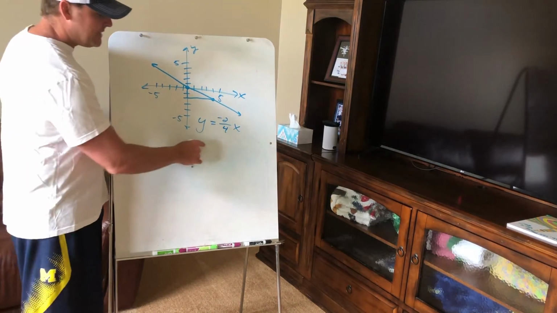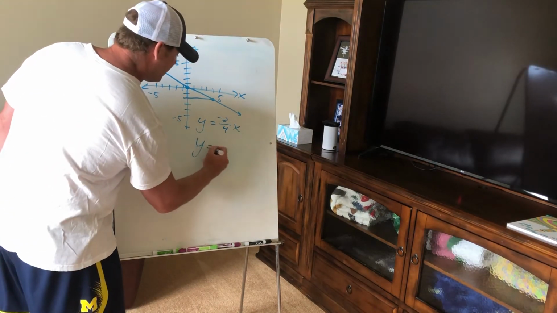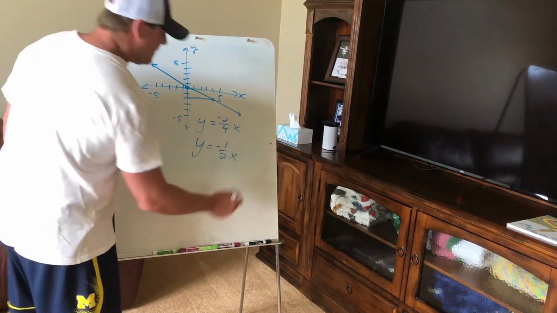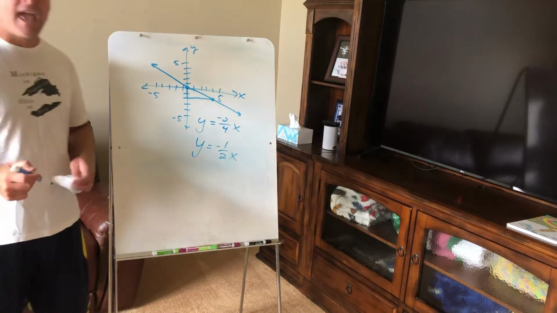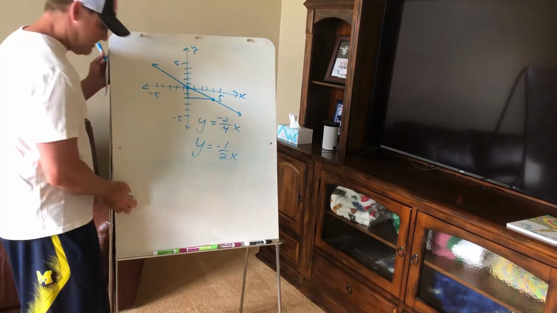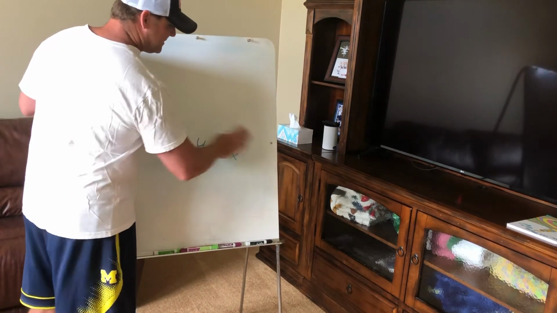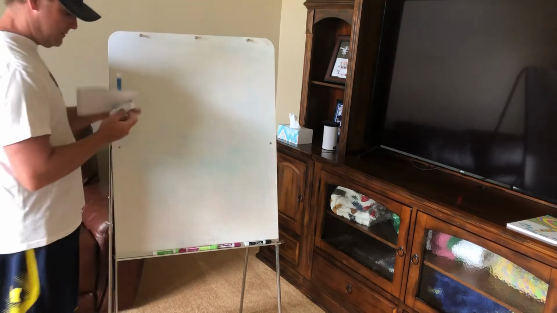So now here's our answer. y equals negative 2/4 x. And then in lowest terms, y equals negative 1/2 x. And finally, writing equations in slope-intercept form from a table.